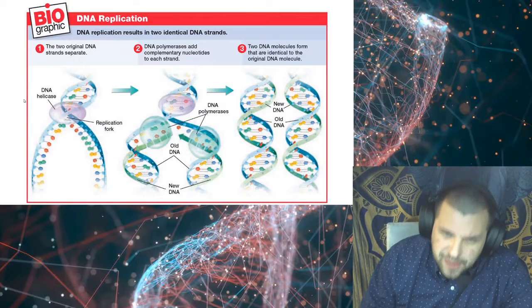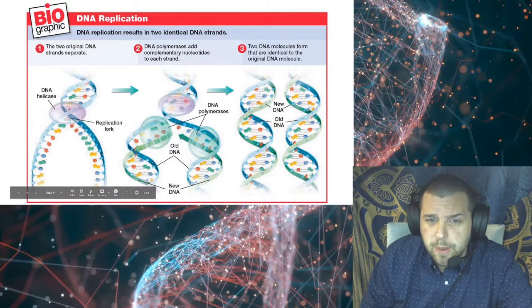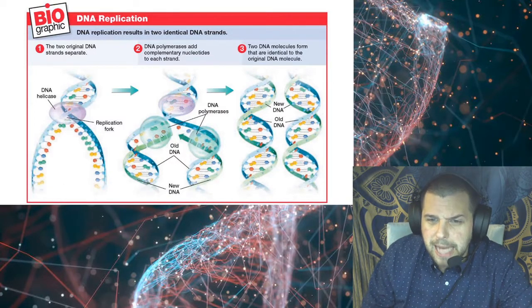Here's a quick image of that. This is from our textbook from last year. Here you can see the helicase unzipping the DNA as it moves up. Here's our replication fork, almost like a Y. And as it moves up, the DNA polymerase follows behind it and adds base pairs.